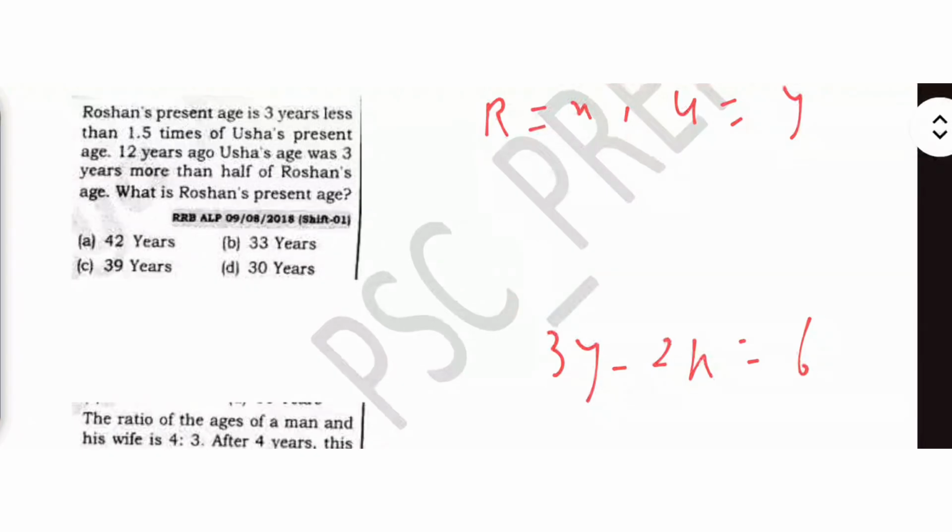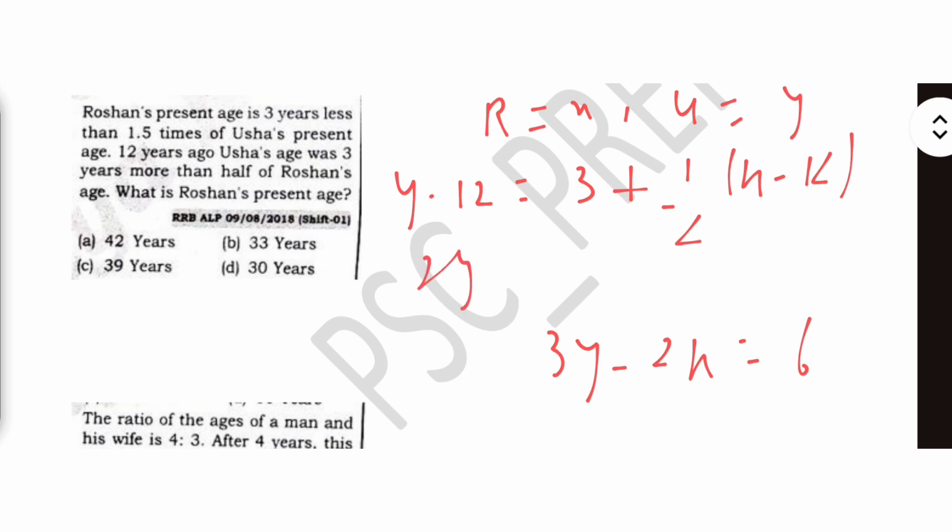What do we have? 12 years ago, Usha was 3 years more than half of Roshan's age. 12 years ago, Usha, that is y minus 12, was 3 years more than half of Roshan's age. So 12 plus 3 is how much, by the way? 15. So 2y equals 30 plus x minus 12. So 2y minus x is nothing but 18.